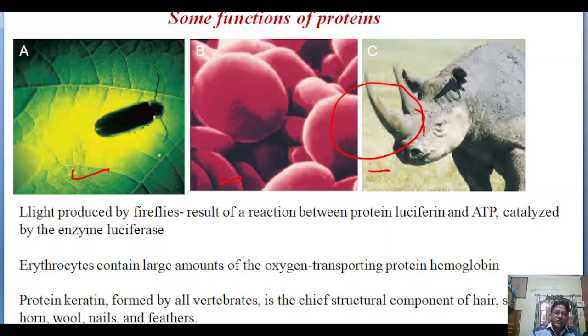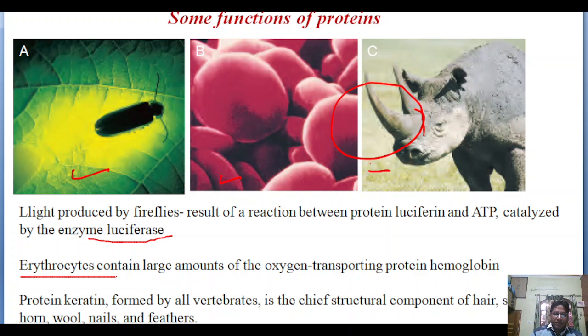In the first picture, you can see the light which is produced by the firefly. This light is produced due to the reaction between luciferin and ATP. This reaction is catalyzed by an enzyme, luciferase. So this light production is due to the involvement of a protein. Similarly, in picture B, that is about the erythrocyte.